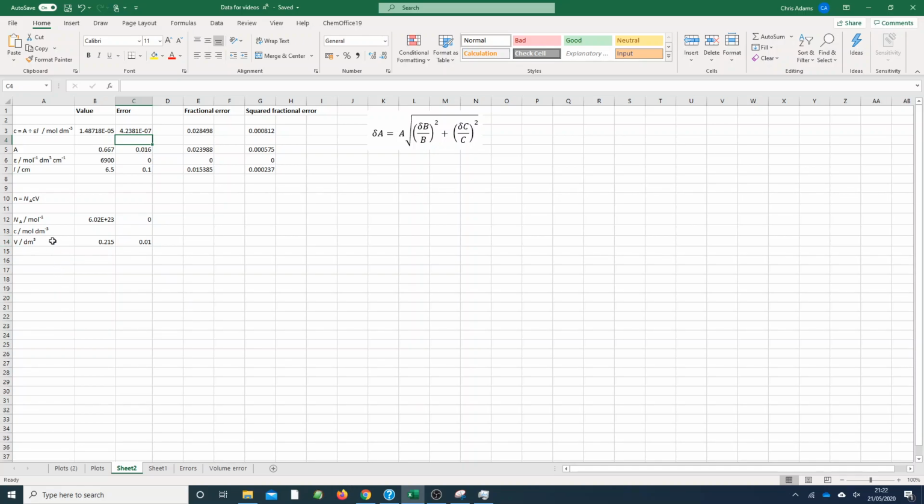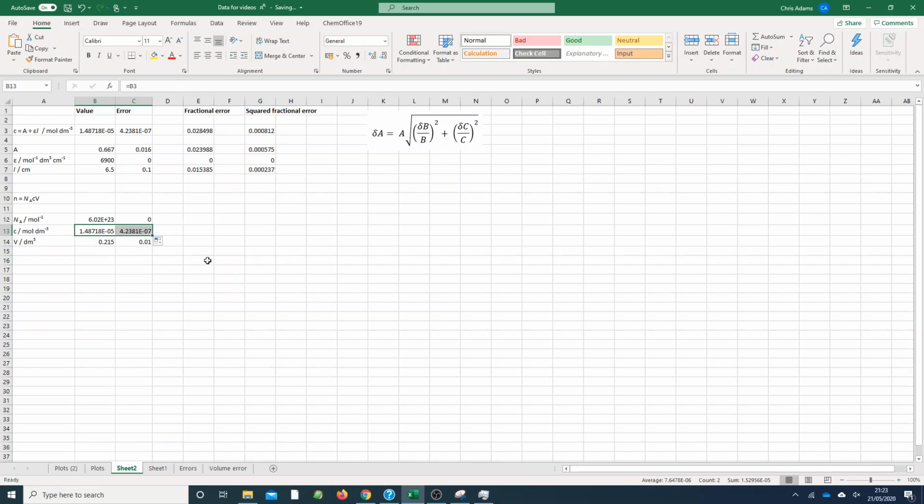I need the volume that I calculated earlier, how much liquid is in my solution, and that's 215 millilitres. So that's 0.215 litres. And the error in that I've calculated is 10 millilitres, which is 0.01 litres. C, the concentration I've calculated above. So we'll bring that value down. And then the same with the error.